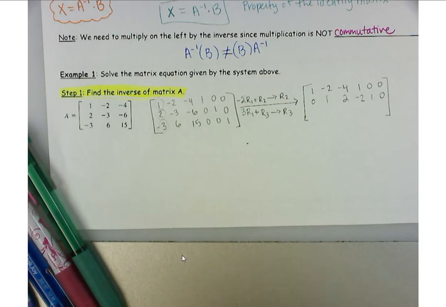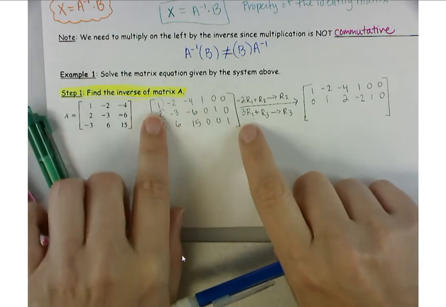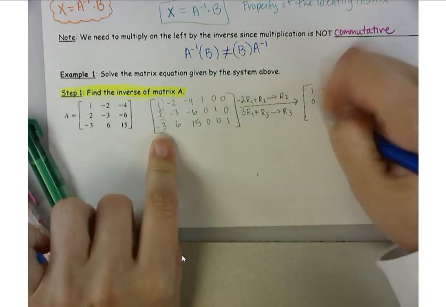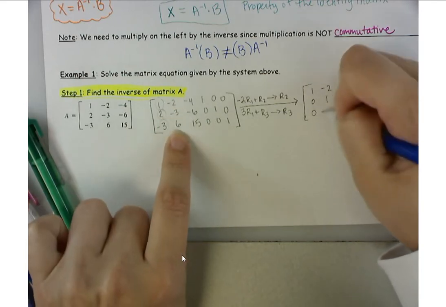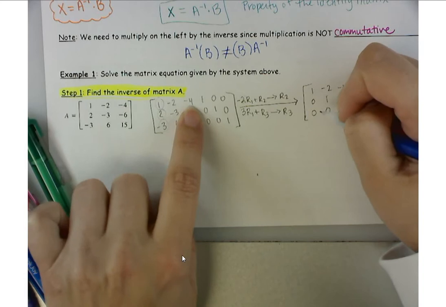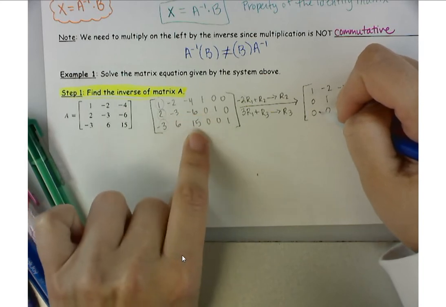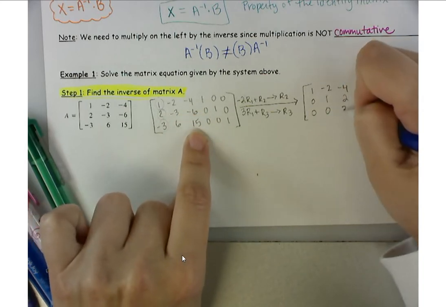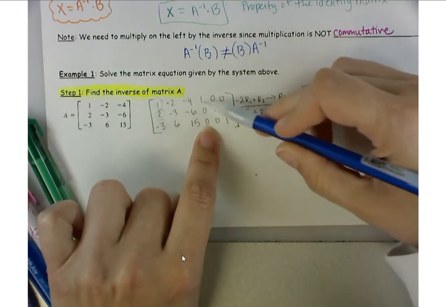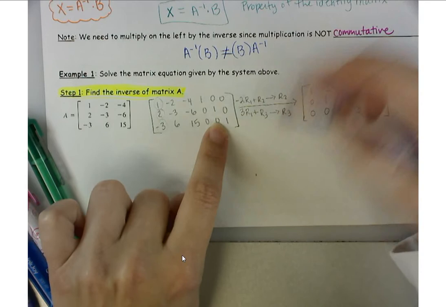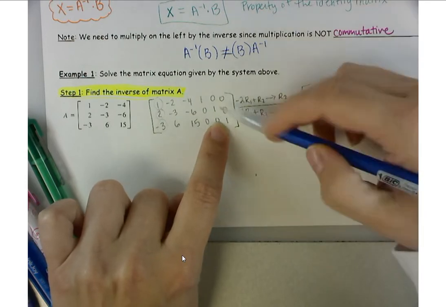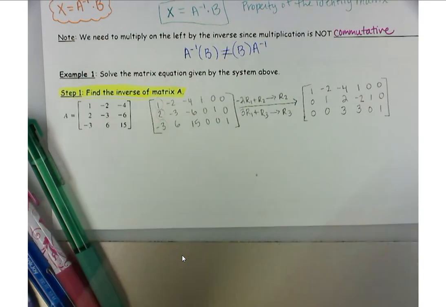Okay, and now let's do the last row. So this would be 3 plus negative 3, which will give me 0. This would be negative 6 plus 6, which is 0. 3 times negative 4 is negative 12. Negative 12 plus 15 is 3. 3 plus 0 is 3. 0 plus 0 is 0. 0 plus 1 is 1. Okay, so I'm talking myself through that as I'm doing it.